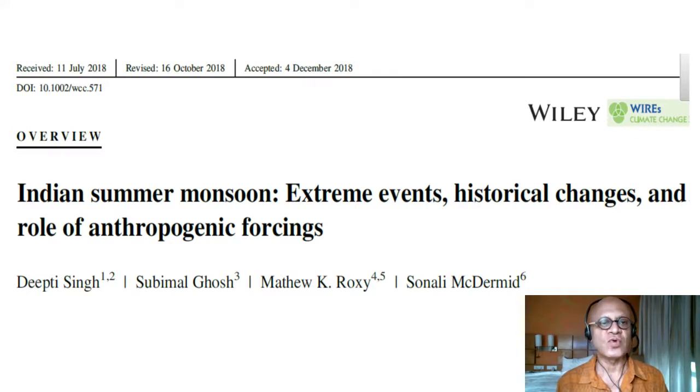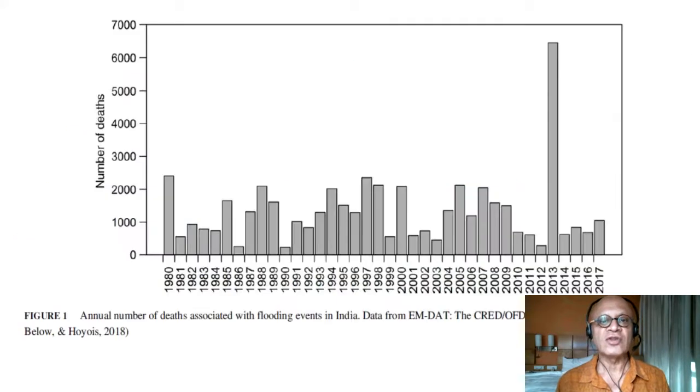This is not really a course. So this paper is from WIREs, Indian Summer Monsoon Extreme Events, Historical Changes and the Role of Anthropogenic Forcing, by Dipti Singh, Subimal Ghosh, Matthew Roxy Koll and Sonali McDermid. They have their own take on how to organize it, and I will just go through them and add a few points to some of the points we already made, in fact.